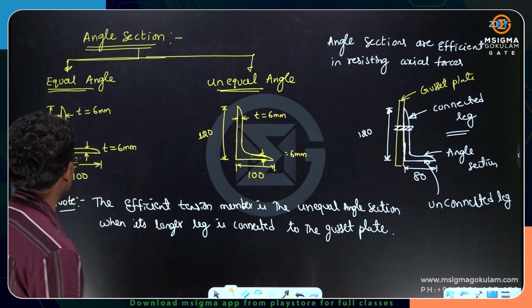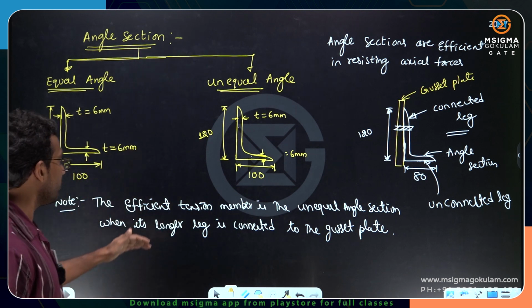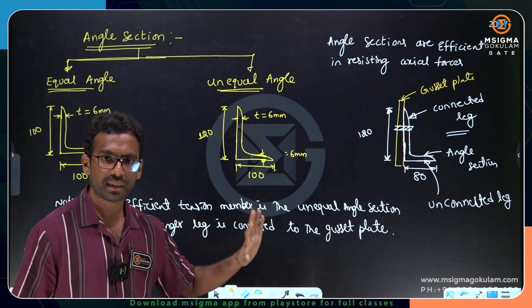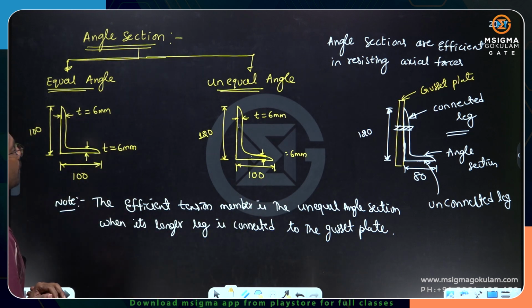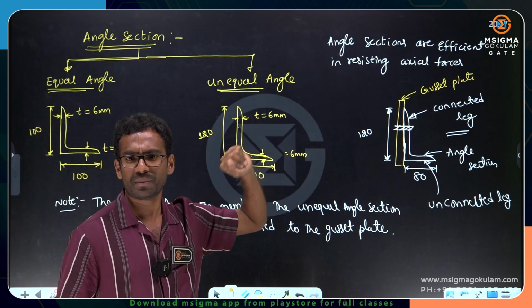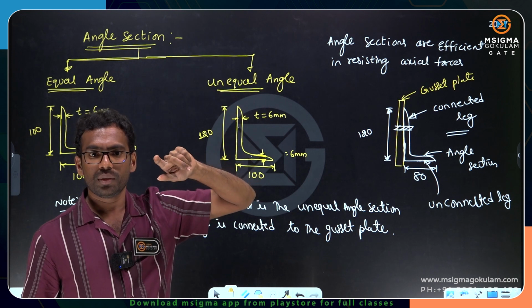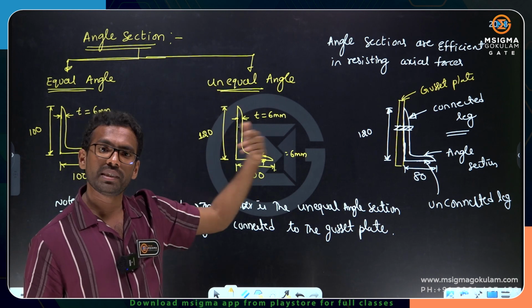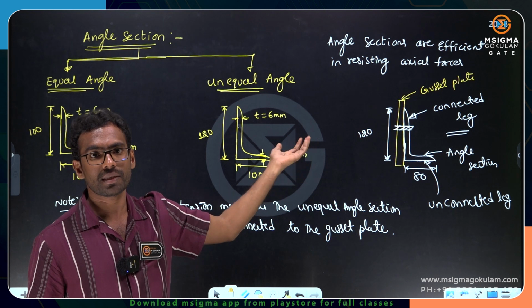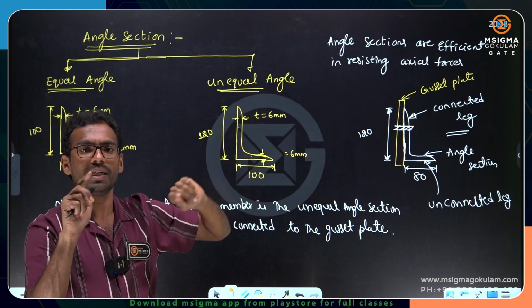Okay, please understand this. The efficient tension member is the unequal angle section when its longer leg is connected to the gusset plate. If you connect the shorter leg, it becomes an inefficient member. That's why in plate girders, to connect flanges with the web, we generally prefer the unequal angle section connected to the flange by its longer leg, so that it can give more support to the flanges. I'll explain that in plate girders.